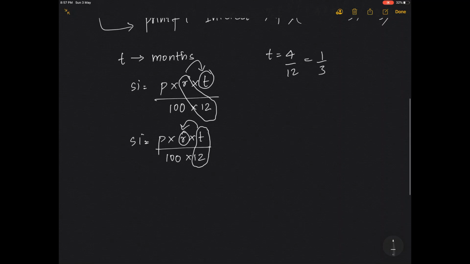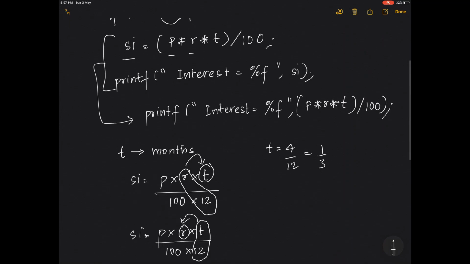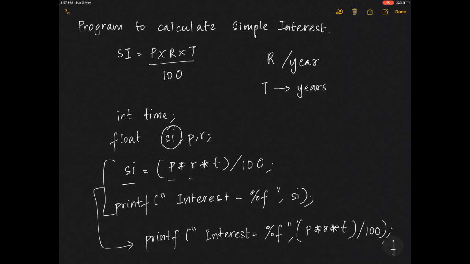For these cases, the printf statement would be SI is equal to %f, and you write it with brackets, so P into R into T will come in one bracket divided by 100 into 12, which will come as the denominator collectively together. So this will work as simple interest. Anytime if T is given in months, you have to have 12 also in the denominator. Otherwise, you can follow the normal formula of SI is equal to P into R into T by 100.